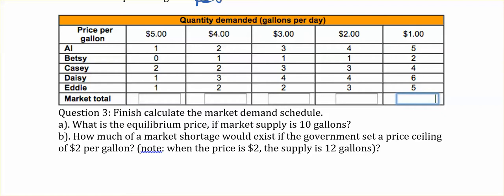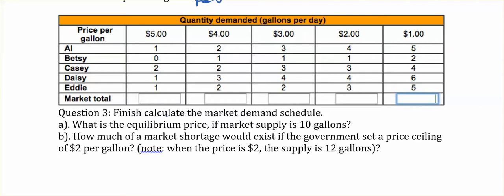For question number 3, finish calculating the market demand schedule. And what is the equilibrium price if market supply is 10 gallons? And how much of the market shortage would exist if the government set a price ceiling of $2 per gallon? Note, when the price is $2, the supply is 12 gallons.